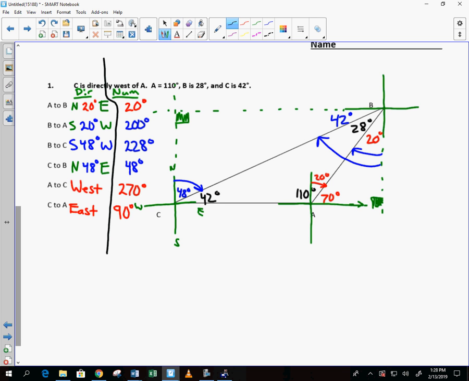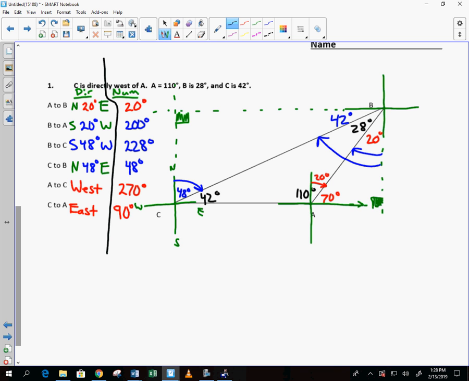Second of all, look, if I'm going to travel from me to Tim, what direction am I traveling? South, or 180 degrees. If I travel from Tim to me, I'm traveling north, or 0 degrees. So look at that, okay? A to B, northeast. B to A, southwest. Directly opposite, right? 20, 20. B to C, southwest. C to B, northeast. 48, 48. Directly opposite. A to C, west. C to A, east. Directly opposite.